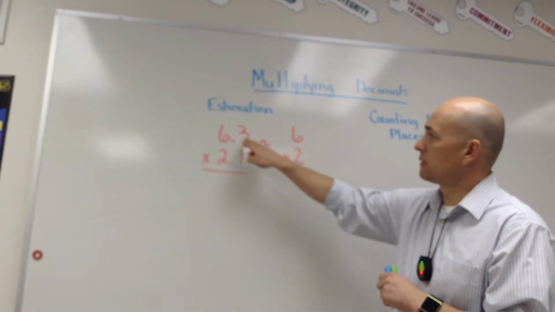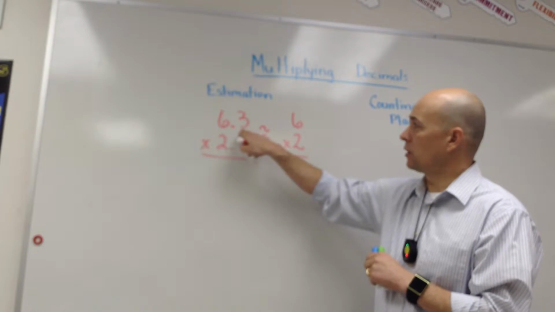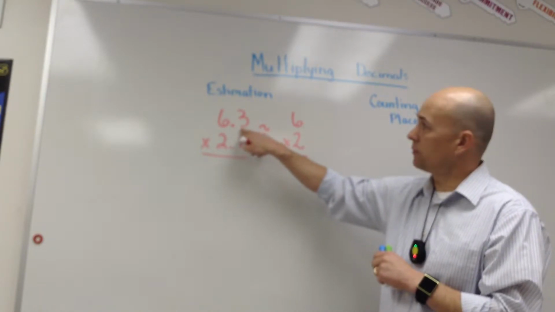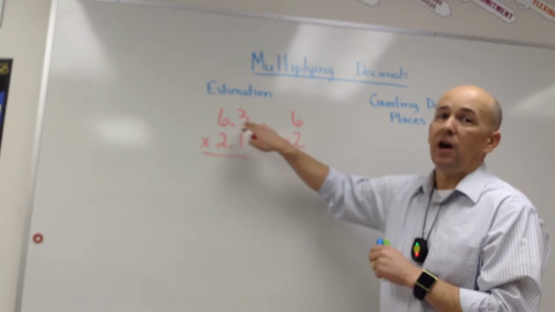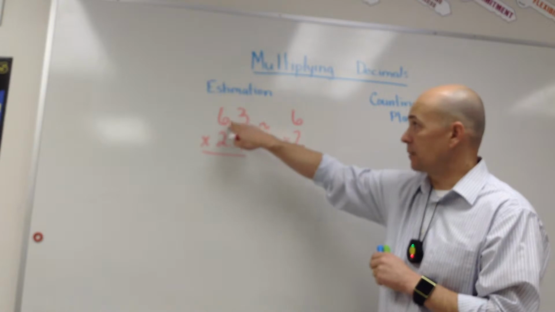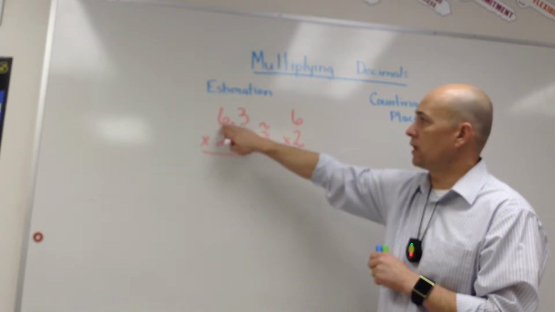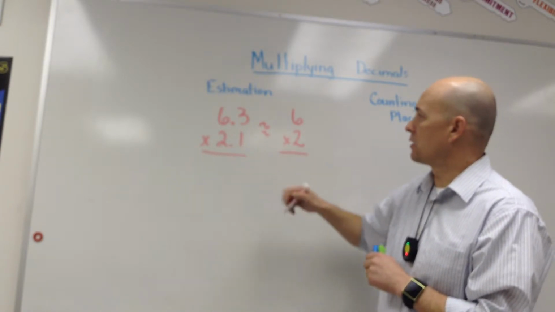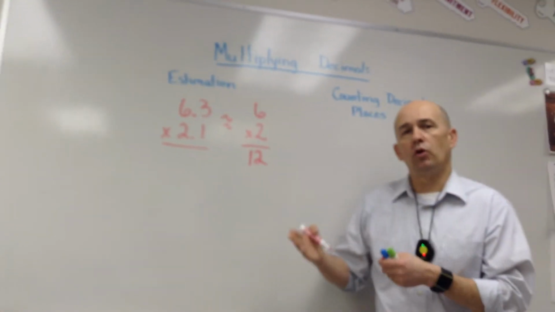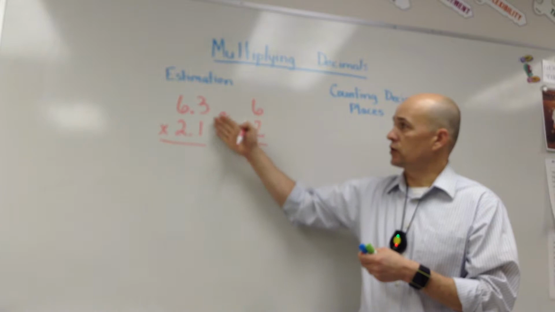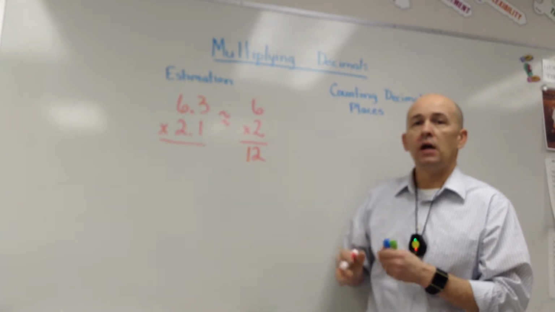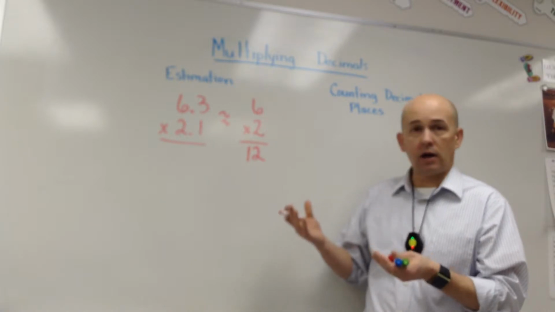6 3/10. To round it, I'm going to start here. If it's 5 or above, I'm going to give this a shove up to the next number, but since it's below 5, I'm going to leave it alone, so it stays 6. Same thing here. So 6 times 2. So when I do my multiplication, my answer for 6 3/10 times 2 1/10 should be something relatively close to 12. Now from here on out, it's easy.